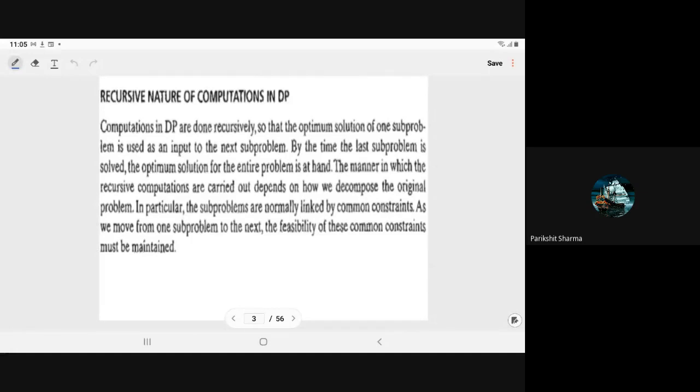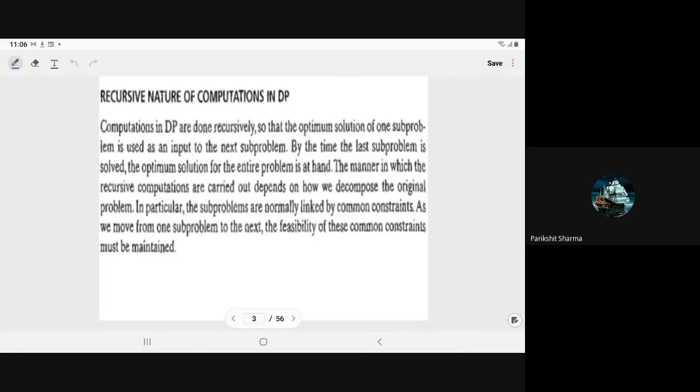So at last we can solve the entire problem, and the optimal and feasible solution of the entire problem will be the optimal and feasible solution for each stage. The manner in which the recursive computations are carried out depends on how we decompose the original problem, right? So how you have decomposed the problem, depending on that, we have to opt the solution criteria.